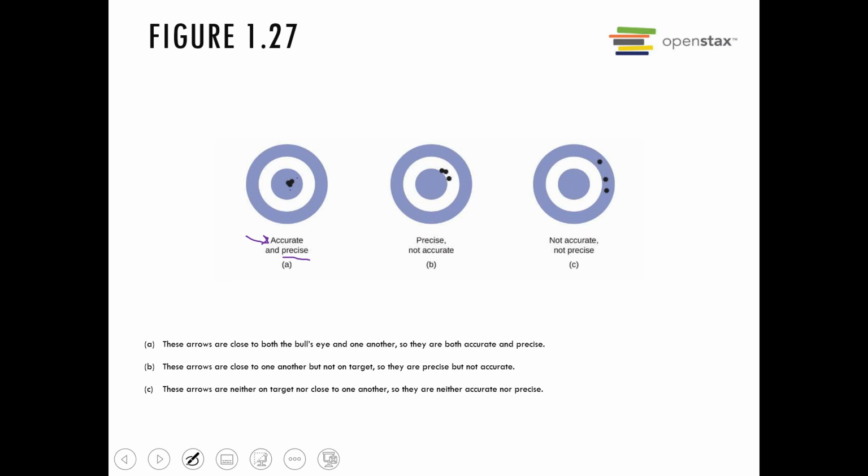Now in letter B, we can see that our three shots were really close to one another, so we're precise, but we were not at the bullseye. So we were not accurate, but our measurements were precise. And then if you look at letter C, our three measurements here are kind of all over the place. Not terribly all over the place, but I would not say that we are precise, and we're definitely not accurate hitting the bullseye.